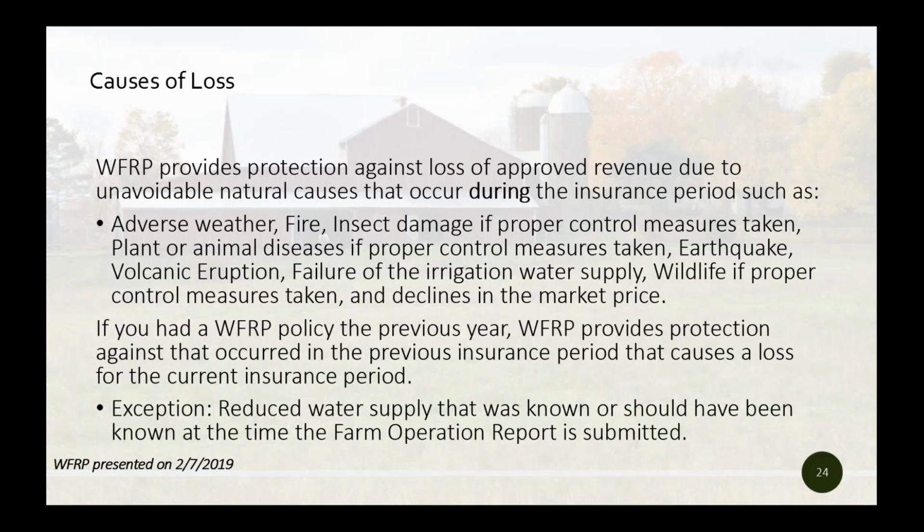I'll draw your attention to the last bullet on the slide. There is one exception: if you had a policy the previous year, this policy does provide some carryover insurance for losses that might have occurred in a previous year. So maybe you had a late fall freeze to a perennial crop that affects the bloom this year, that would be covered. The exception to the carryover aspect of coverage is that if there is a reduction in the water supply that was known at the time or should have been known, that is one exception to carryover coverage.